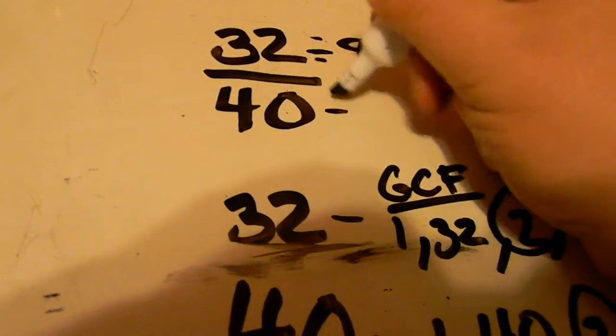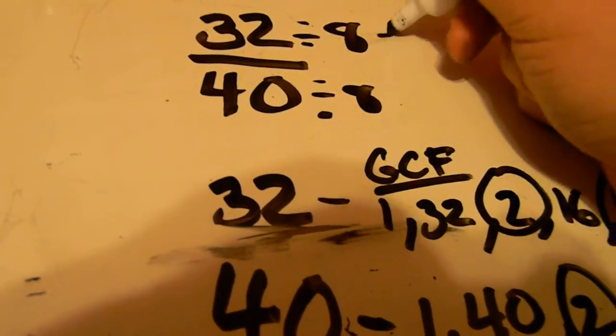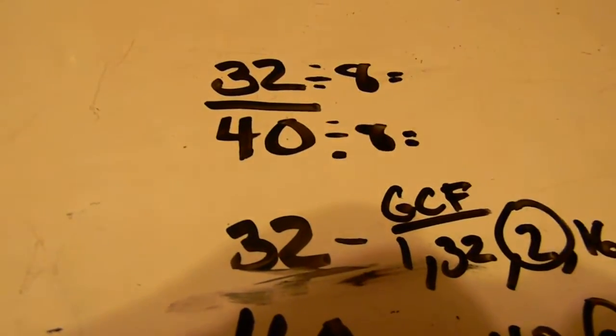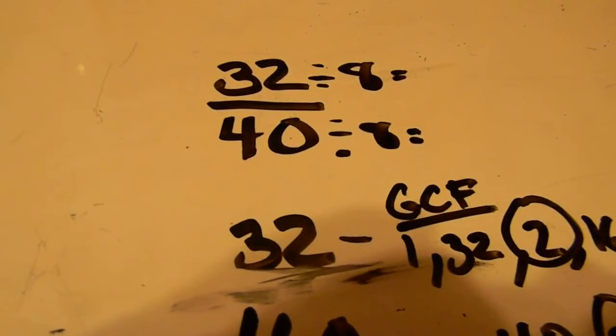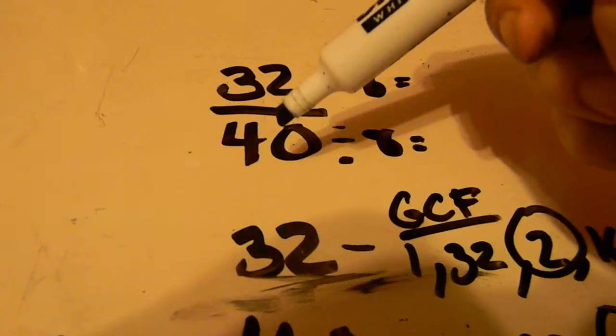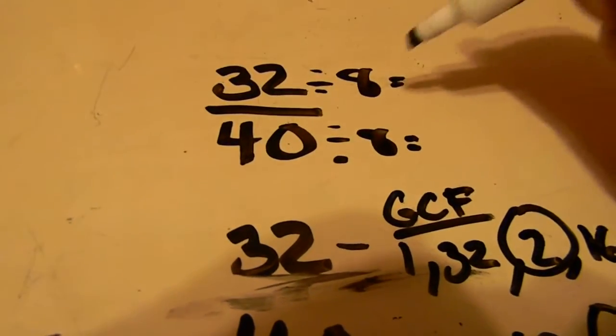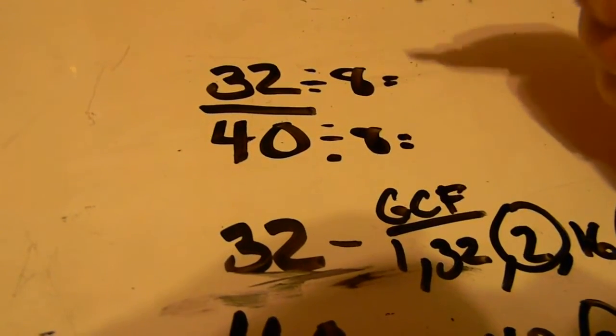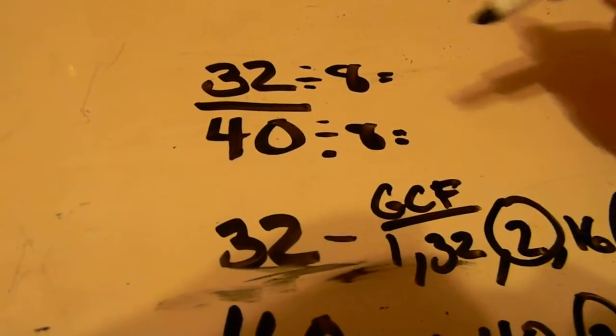Now, my second step is I'm actually going to use that GCF, and I'm going to divide to simplify, okay? So I'm going to take my numerator and denominator, and I have to treat them fairly. Whatever I do to the top, I have to do to the bottom. I can't use separate numbers. So since I'm dividing the top by 8, I have to divide the bottom by 8, and that's because they have that number in common.